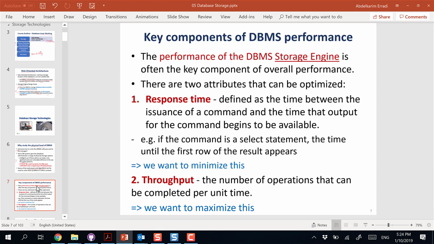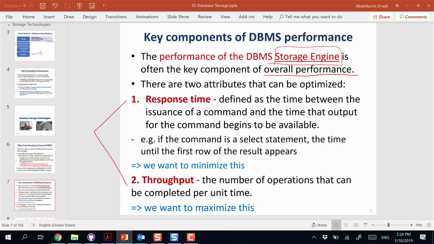Second thing, why we start with the storage engine, and why we need to have a good understanding of it. The storage engine is the one that contributes the most to the overall performance. If you have a crappy storage engine, your database will be very slow. It's the most important component that delivers good performance of your queries. And when I say performance, there are basically two metrics that define performance. What are these two metrics?